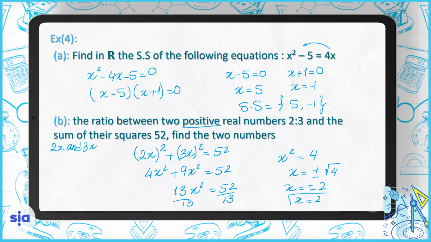only 2. As long as x equals 2, this is not the number because we said that the numbers are 2 times x, which is 2 times 2, which is 4, and 3 times x, which is 3 times 2, which is 6. So the numbers are 4 and 6.